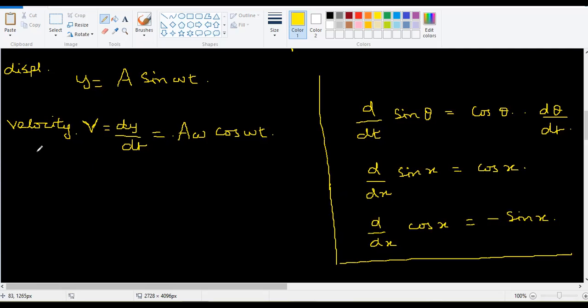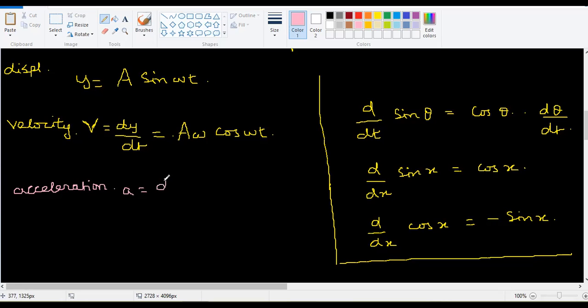Displacement, velocity, what will be the next term which we will be interested in? Anybody? First we study displacement, then we study velocity, then what will be the next term? Acceleration. Yes, very good. So the logical thing that comes after this will be acceleration.